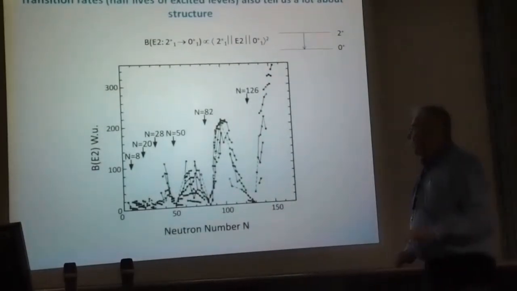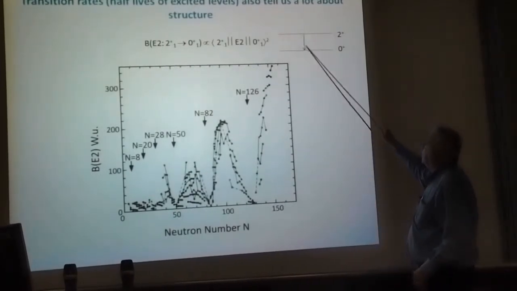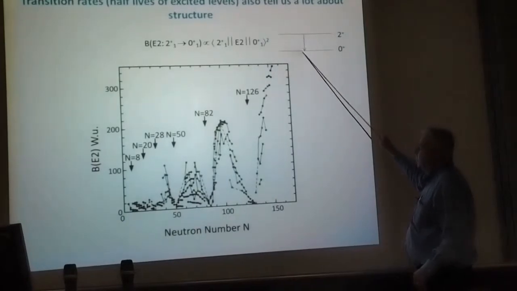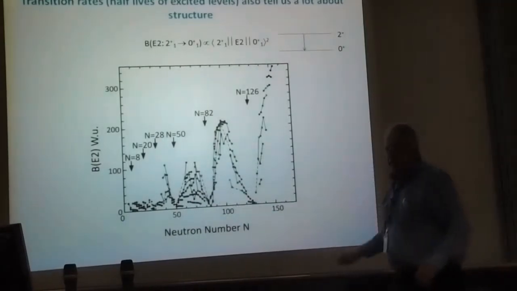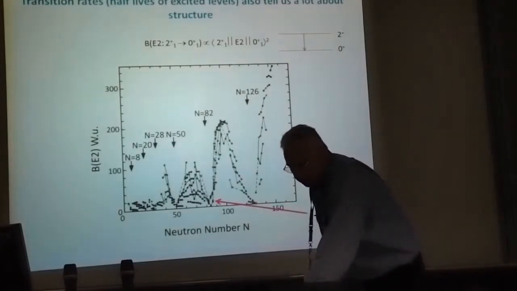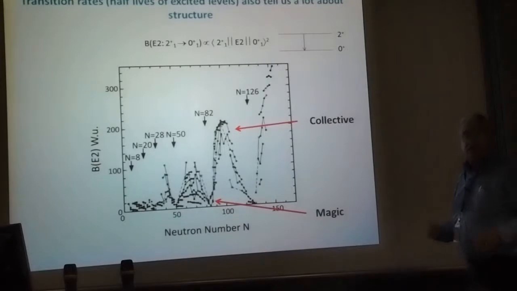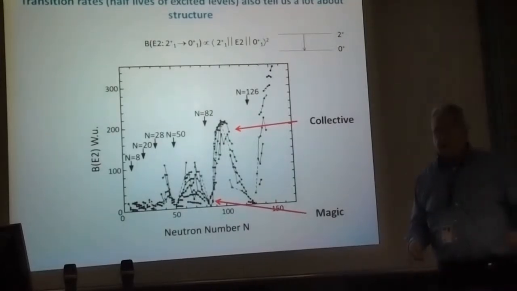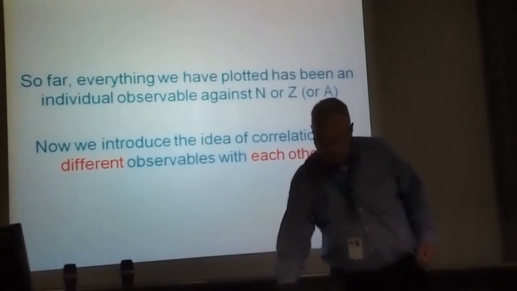I'm going to skip over this more or less. This shows BE2 values, basically the squares of matrix elements from 2+ to 0+. They also show very regular patterns, small values near closed shells, large values in the middle of the shells. That's again a manifestation of collective or coherent motion of many nucleons.